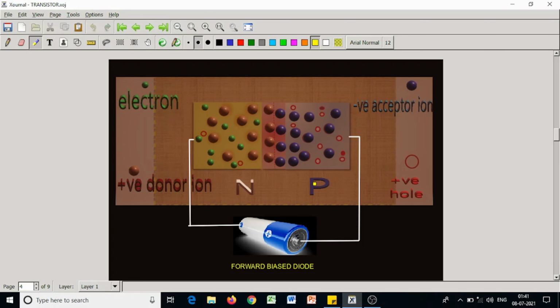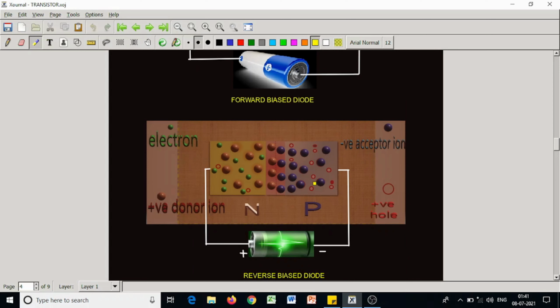On the other hand, if we connect the battery in the reverse direction, that is, negative with the P side and positive with the N side, then the potential barrier increases. This plus attracts these electrons in this direction, this minus attracts these holes in this direction, so the potential barrier is increased and majority carriers are unable to flow in any direction, so only minority carriers flow.